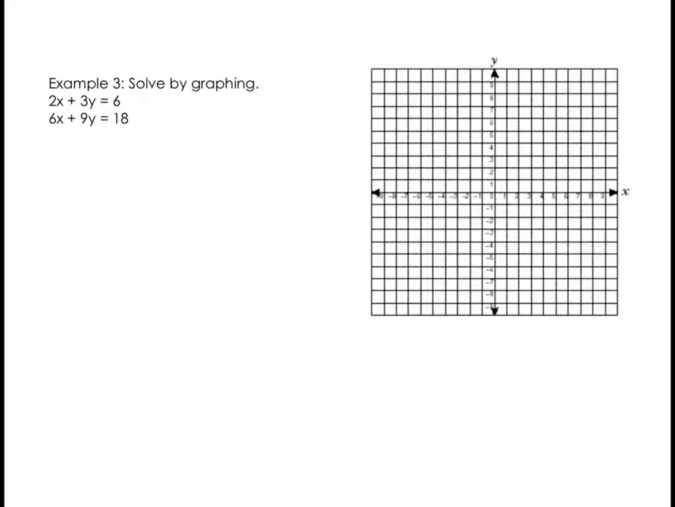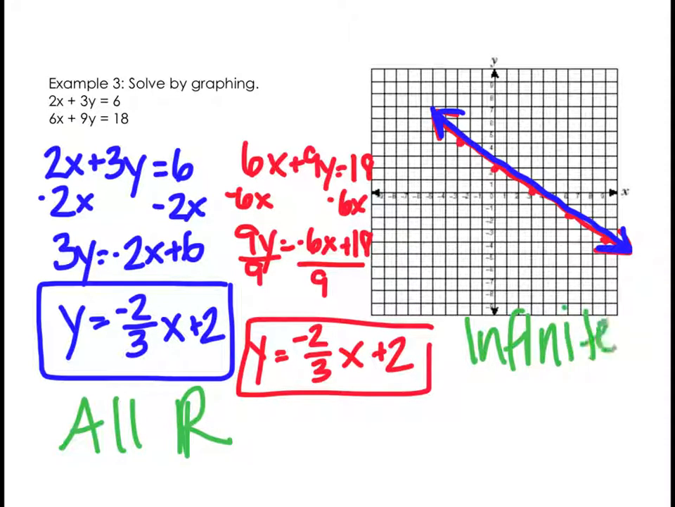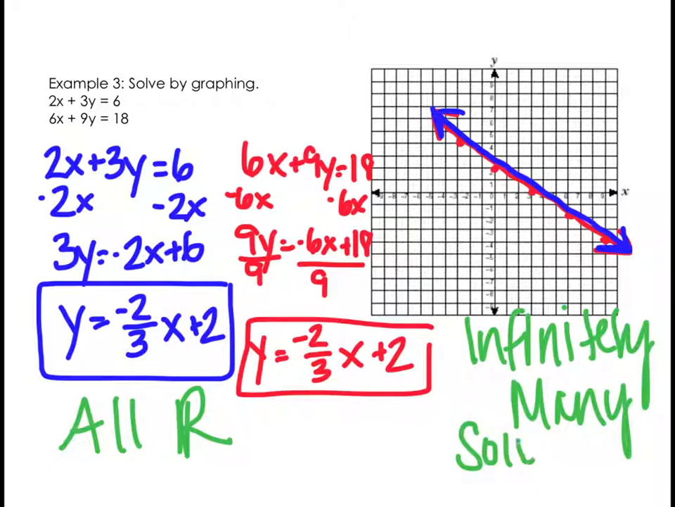Try example 3 on your own. Pause the video, unpause when you're ready to check. You should have solved each equation and gotten y equals negative 2/3 x plus 2. You then plotted those. We could have recognized from the equations that these were the exact same line, so our final answer would be all real numbers or infinitely many solutions. Both of these would work.